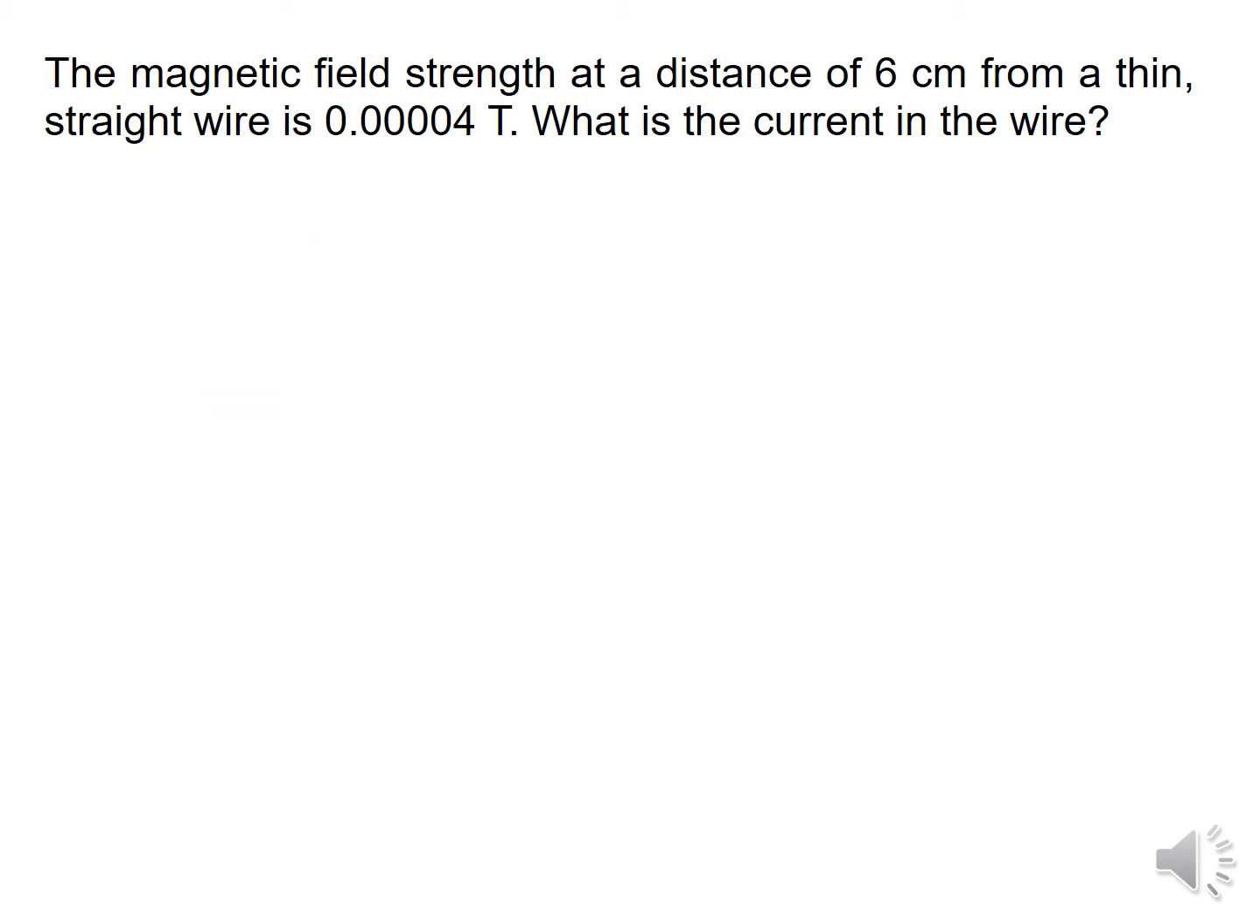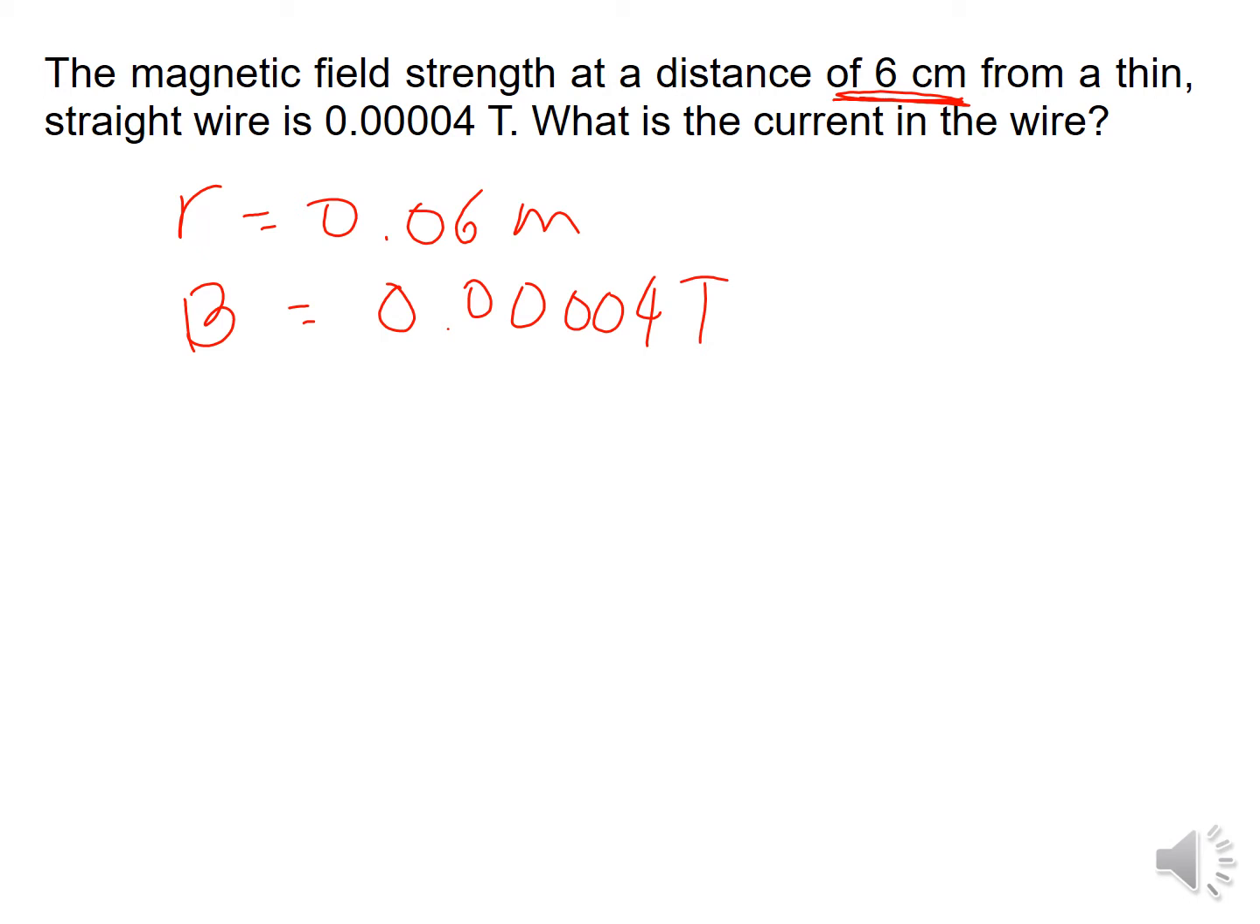The magnetic field strength at the distance of 6 centimeters from a thin straight wire is 0.00004 Tesla. So what is the current in the wire? So we need to identify the given here. We have the given distance, the magnetic field strength at a distance. So the distance from the magnetic field strength is 6 centimeters. So r is equal to 0.06 meter, or equal to 6 centimeters. We have Tesla, which is magnetic field, 0.00004 Tesla. So we need to compute here for the current.